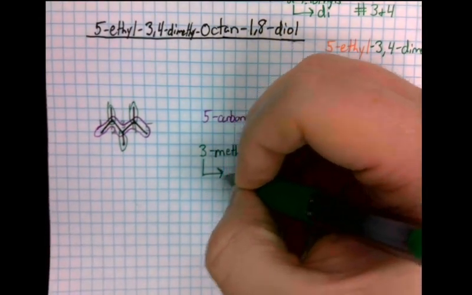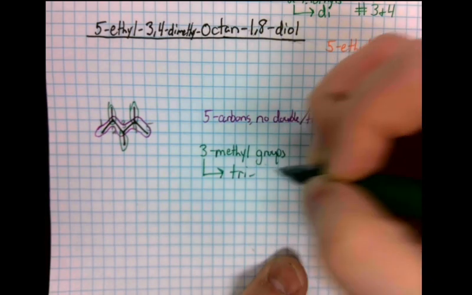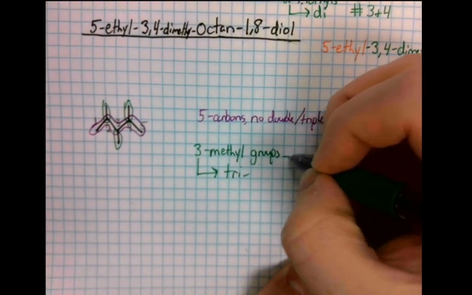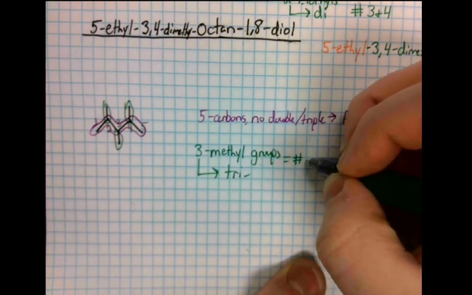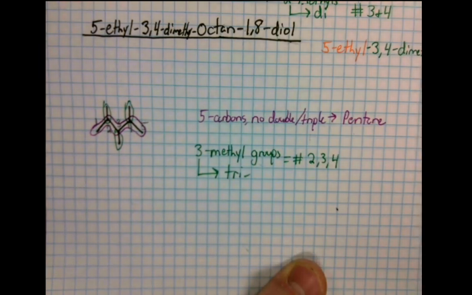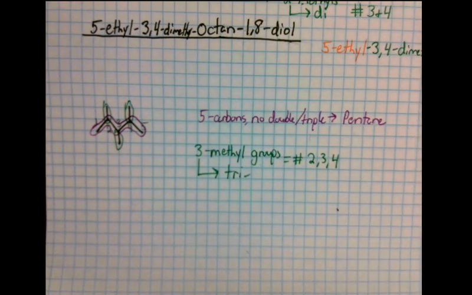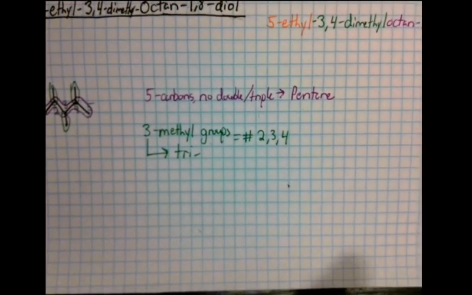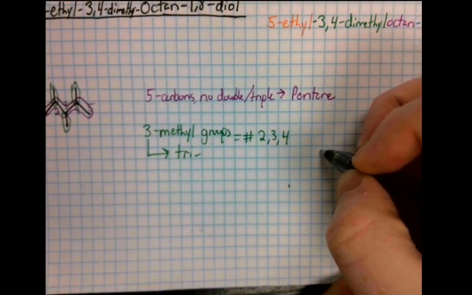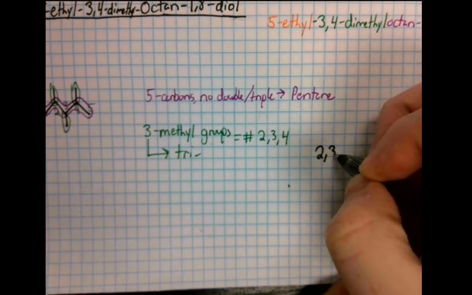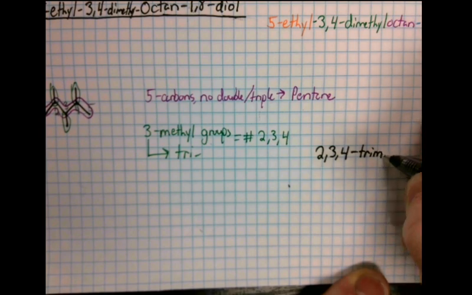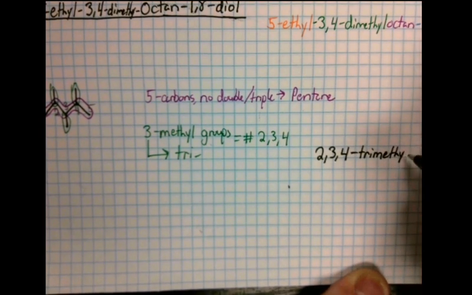So for 3, I'm going to use tri as my prefix. And they're on positions number 2, 3, and 4. Because again, you have to be specific. You can't just say there's 3 methyls. You have to say exactly where they are located. So in this one, it's small enough that it's actually pretty easy for me to just list all of them off. So on positions 2, 3, and 4, we have 3 total methyls.